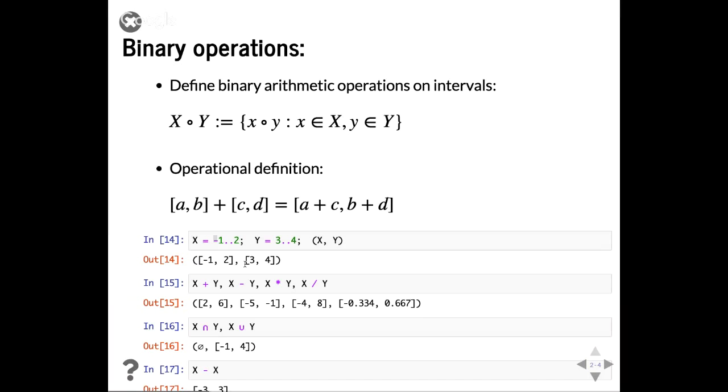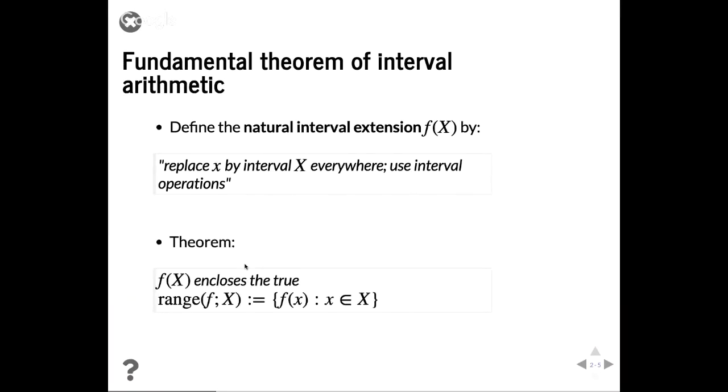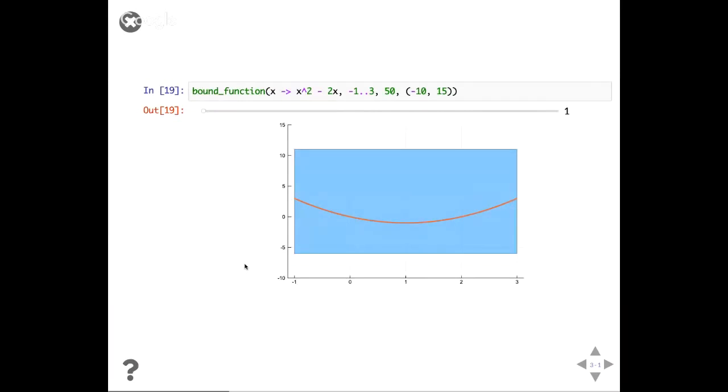Okay, so then the fundamental theorem is that if I have any function that's composed of all these functions, I stick in an interval and out comes a new interval that will enclose the range. Right? That is the point of interval arithmetic. So let's see that in action. I'm going to bound a function using intervals. So here's a simple function, x squared minus 2x, but it has x occurring twice. And so I have this dependency problem. And so that means that I have an overestimation of the range.